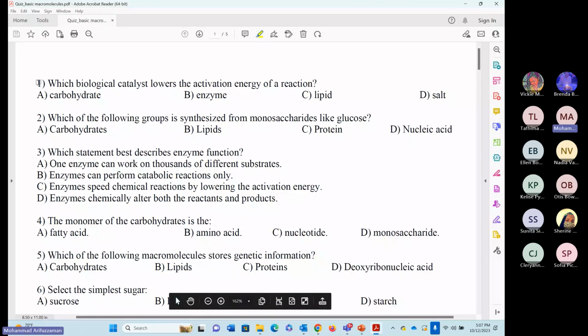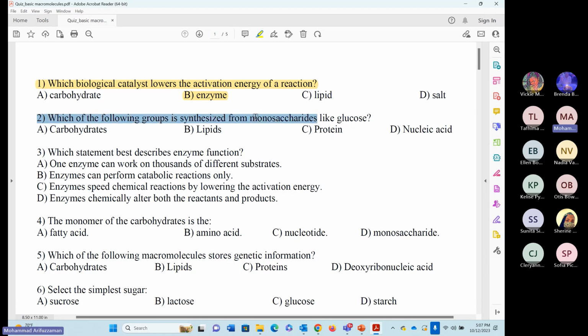So the first question: which biological catalyst lowers the activation energy of a reaction? The enzyme. Enzymes, because all enzymes are protein, and enzymes lower the activation energy of a reaction. So remember, this is protein because enzymes are protein. Good.